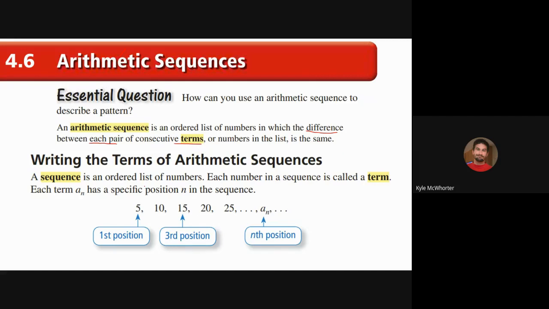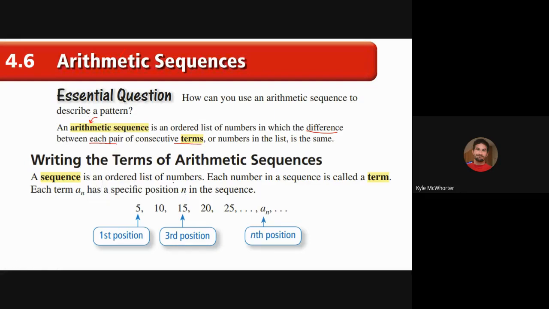A sequence is just a list of numbers. So to be a sequence can be any list. It doesn't have to have a common difference. The common difference, going up by the same amount each time, is what makes it arithmetic, right? Adding the same number every time to get to the next term.